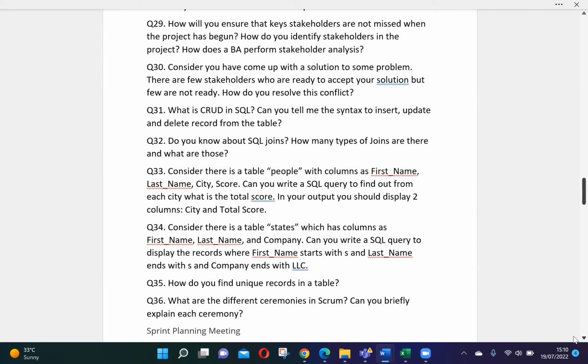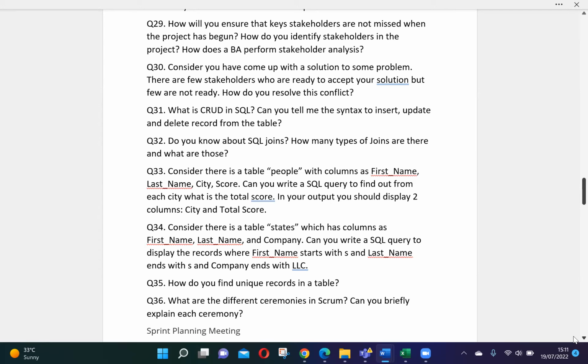Question number 33: consider there is a table people with columns first name, last name, city, score. Can you write a SQL query to find out from each city what is the total score? Now I know SQL, so I can give you the query, but that will not help you. If you don't have an understanding of SQL and the question changes, you will not be able to answer. In your output, you should display two columns, city and total score.